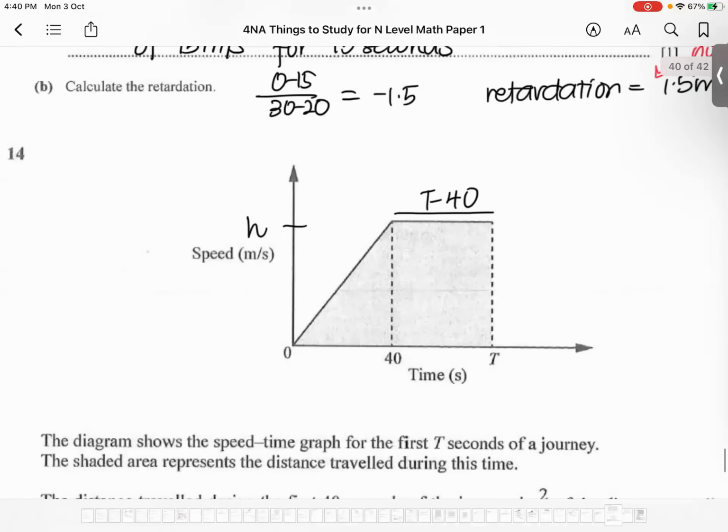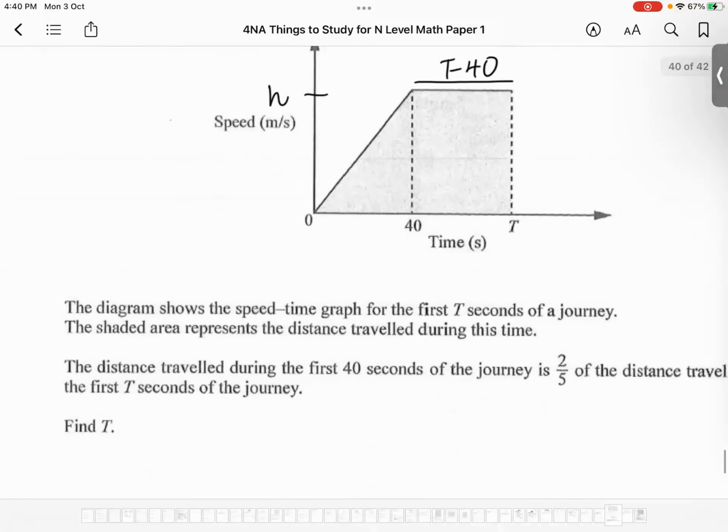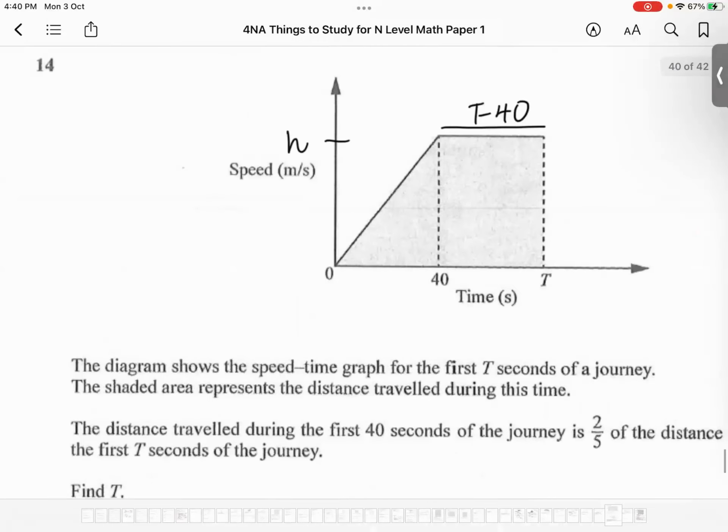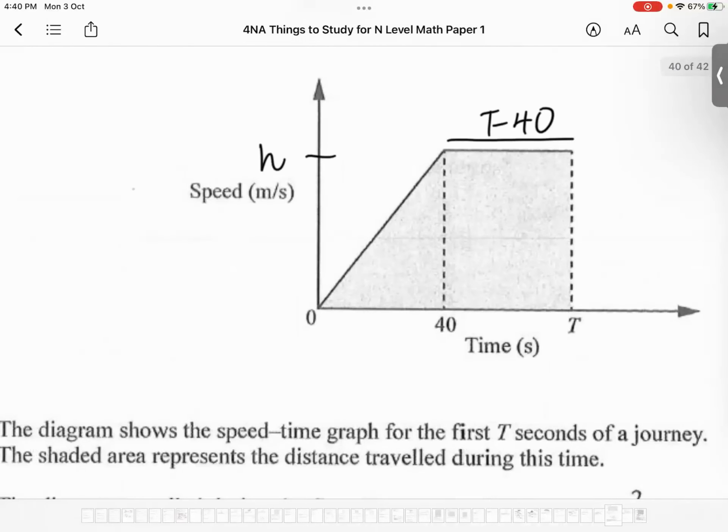This one is also a TYS question. The distance traveled during the first 40 seconds. Then most of you will be stunned because you do not know what is the speed, what is the height.